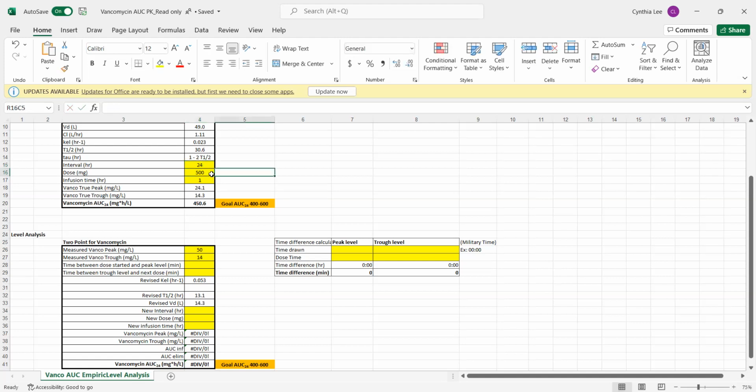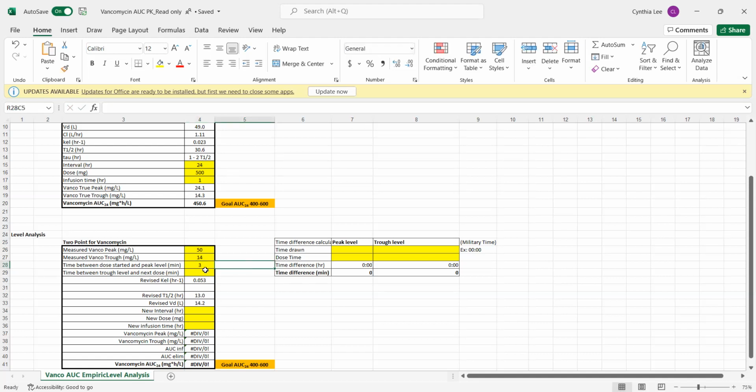So at least you have to infuse it 30 minutes for this time. But a lot of times hospital will just infuse it at least 1 hour for anything below 1 gram or 1000 milligram. So let's say they infuse it 1 hour plus 2 hours, from the end of the infusion until when the levels are taken. So it's about 3 hours, right?